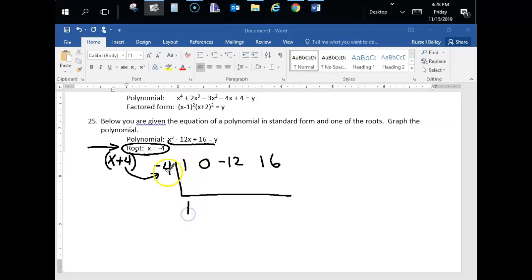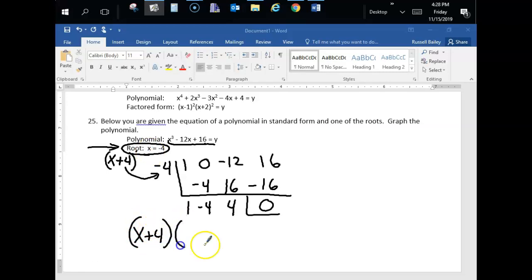So bring down your 1, multiply, add down, multiply, add down, multiply. If you don't get 0, it's time to throw your paper on the ground and get angry because you should have gotten 0 at this point. So we have x plus 4 as a factor from our root. And then we have x squared minus 4x plus 4 from our synthetic division.